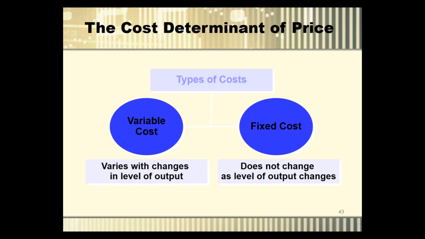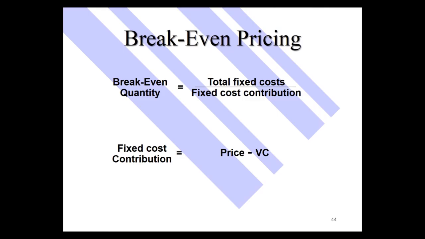So let's look at our equation for break even. The break even quantity is the total fixed cost divided by the fixed cost contribution, which is another way of saying the marginal profit. Now, the fixed cost contribution is the price minus your variable costs.